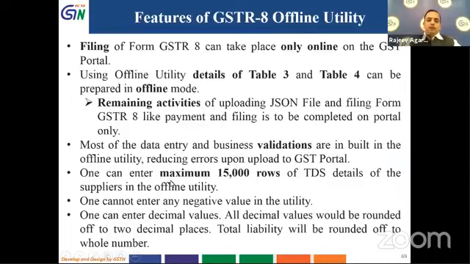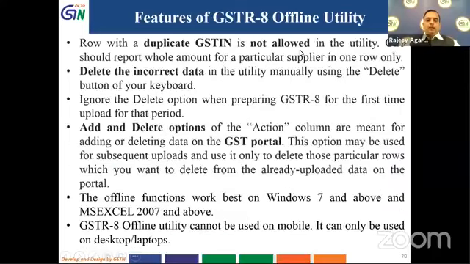You can enter a maximum of 15,000 rows of TDS details. So if you have 20,000 suppliers, then you have to enter 20,000 rows, and you can do it by using multiple uploads. One cannot enter any negative values in the utility, that we have already seen. One can enter decimal values. Further, duplicate GSTN is not to be entered. For one particular GSTN, one single row entry has to be made.